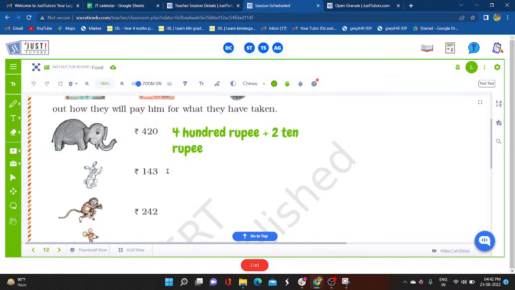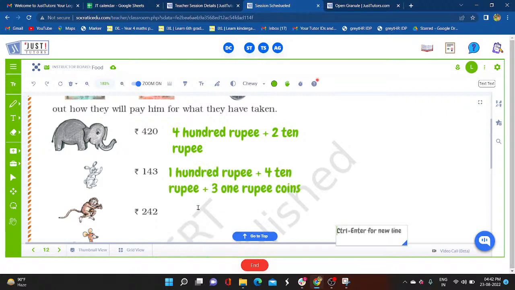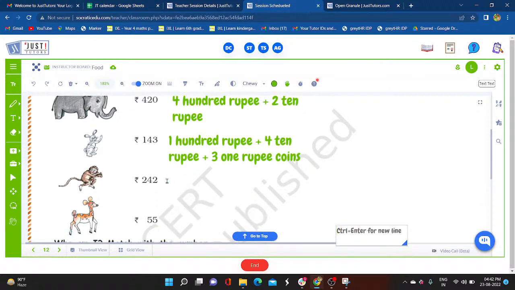Now the next one we can pay 100 rupee note plus four 10 rupee notes plus three 1 rupee notes. Sorry, 1 rupee coins. Three 1 rupee coins. Now the next one is 242.